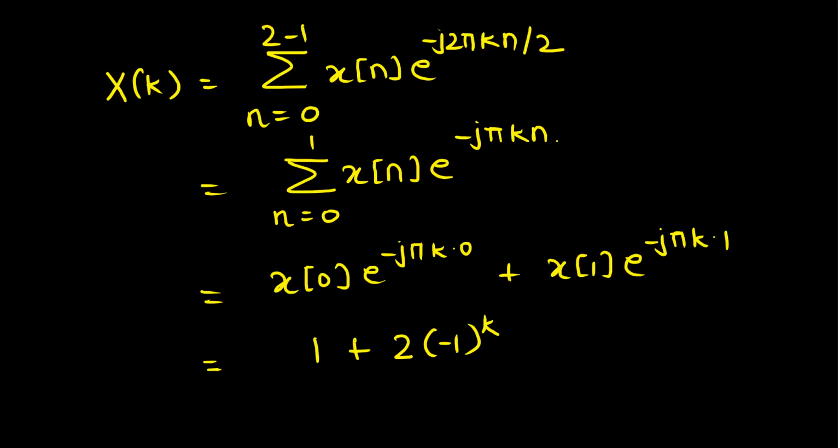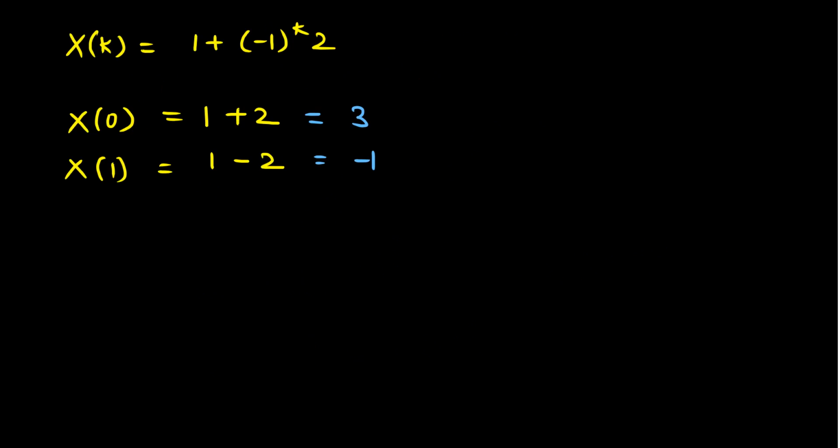So now the question arises, the DFT that we are obtaining is proper or not? For that, let us take the inverse DFT. But before that, let us find the values that we obtain for this X of k, and we know that this k will be ranging from 0 to N minus 1, that is 0 and 1. So for k equal to 0, we obtain 1 plus 2, that is 3, and for k equal to 1, we obtain 1 minus 2, that is minus 1.